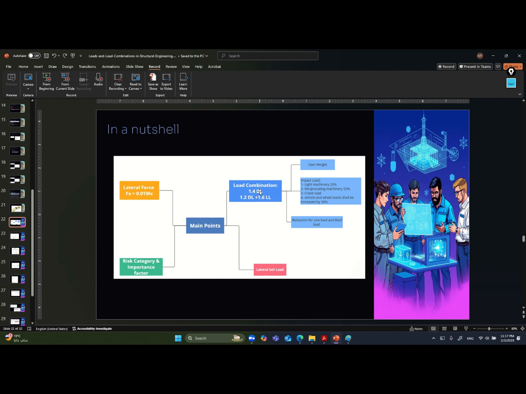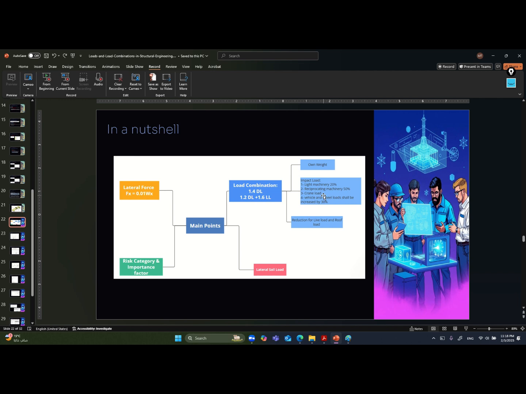So when he gives you dead and live and wind and snow and so on, you must consider the load combination as we talked before in chapter 2 in ASCE, or chapter 16 in IBC. Of course, also don't forget about the own weight. If he explicitly mentions that you should neglect the own weight, then neglect it. Okay. Of course, the impact load: if he mentions that you have a light machine, or a reciprocating one, what does it mean? That you need to multiply the forces by 20 or 50%. Okay, don't forget about it.